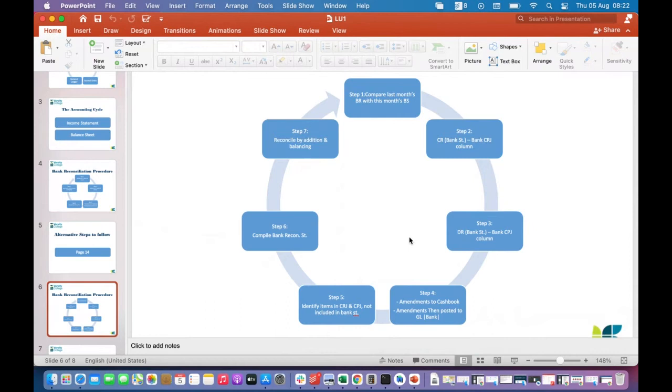Why I keep showing you this is because if you master the procedure, regardless of how they ask you the question and what they actually ask you to do, you'll be just fine. Now we need to do the exact same thing, but with the check counterfoils. What is step number 3? We're comparing the debit column in your bank statement with the bank column in your cash payments journal.